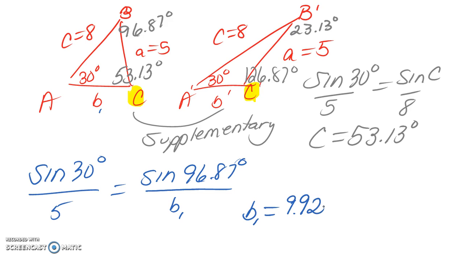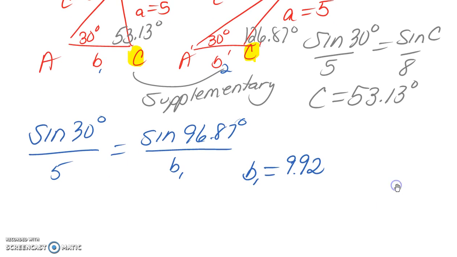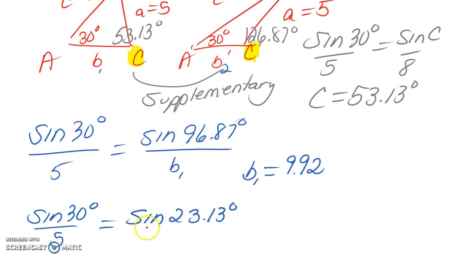If you want to find side b in the second triangle, let's call that b2. Use the law of sines again, but this time it'll be sine 30 over 5 equals sine of 23.13 degrees over b2. So solve that, and b2 is 3.93. And that's how you solve the ambiguous case.